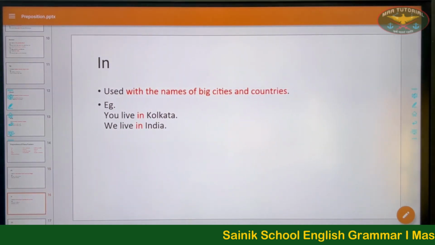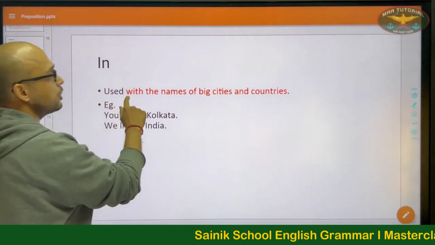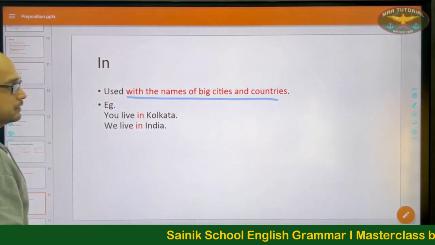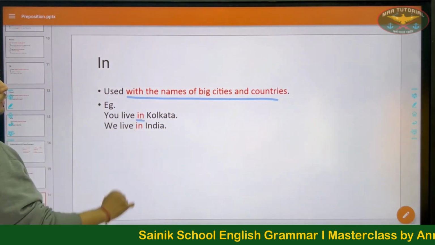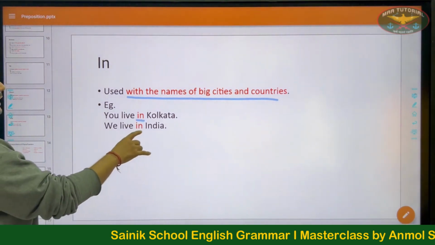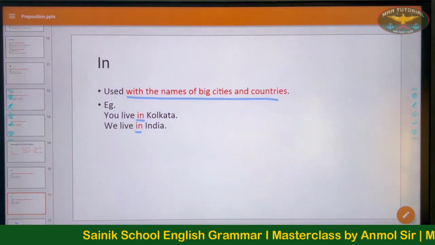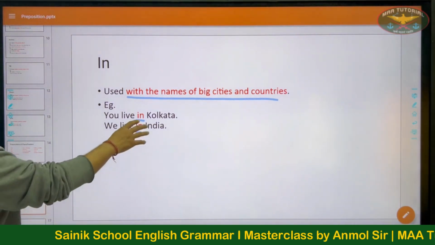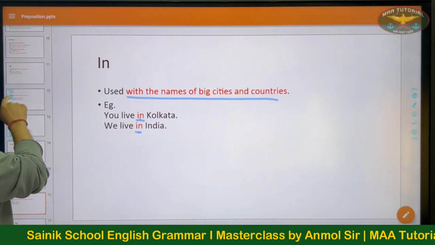Next is in. This is used with the names of big cities and countries. You live in Kolkata. We live in India. So with the names of big cities and countries, we will use the word in.